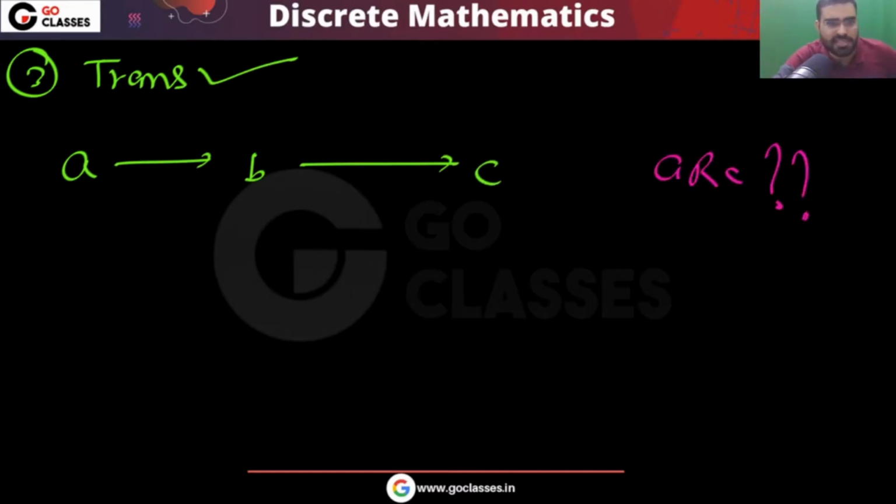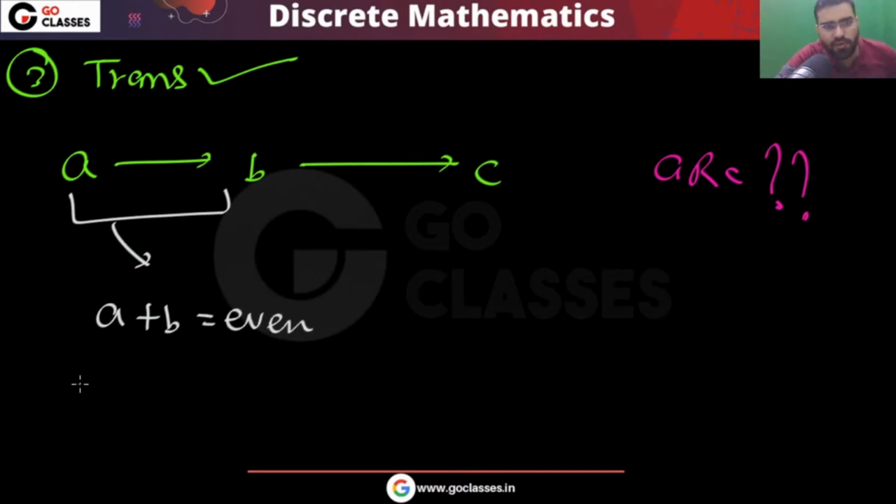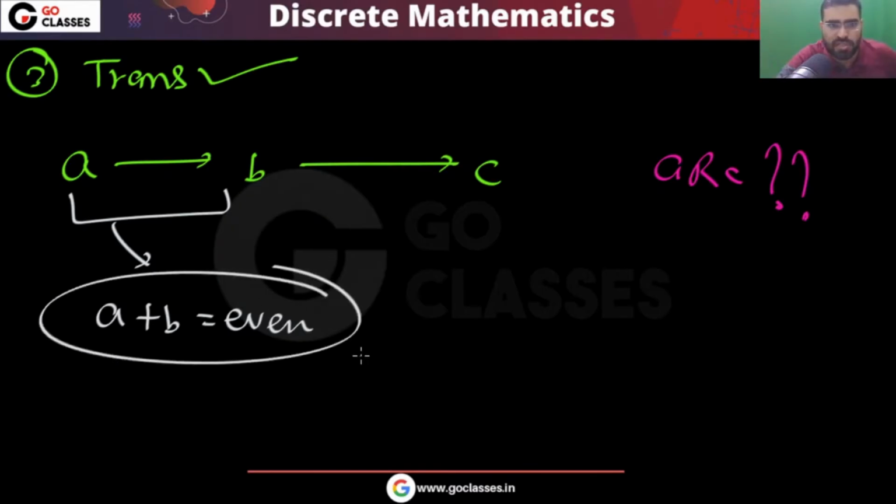Yes, you can easily say, because from this you can notice that a plus b is even. Tell me what it means. There are only two cases. Either both are odd or both are even, right? So there is case 1 and there is case 2.